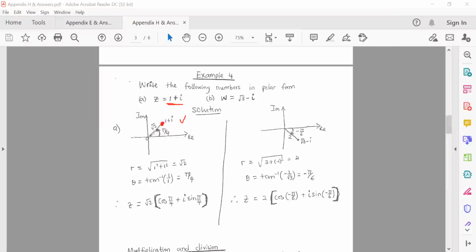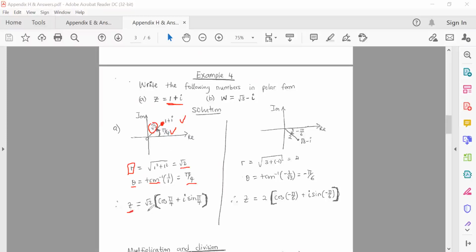And the hypotenuse is root 2. How do I get that? You solve for r. r is just the square root of real part squared plus imaginary part squared. You see it's root 2. That's how we got this root 2 there. And then how do I get this pi over 4? You use the fact that tan theta is imaginary part over real part, therefore theta is tan inverse of imaginary part over real part, which is just tan inverse of 1 over 1, which is pi over 4. Again, you see it works, it's pi over 4 because it lies in the first quadrant.